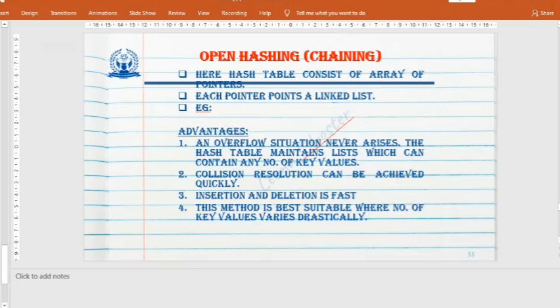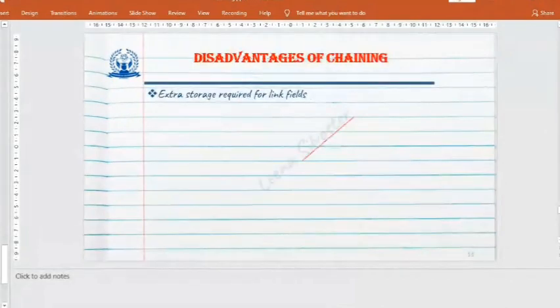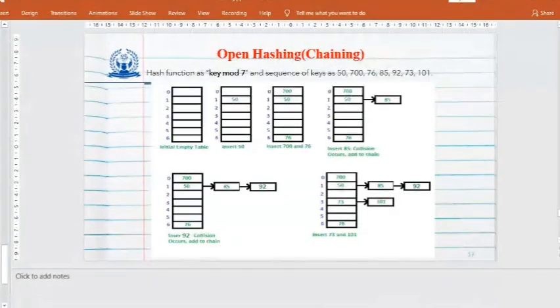Then the next one is that collision resolution can be achieved quickly. Also, insertion and deletion are faster. This method is suitable where the number of key values varies drastically. The disadvantage of chaining is that extra storage is required for the link fields. This is an example.